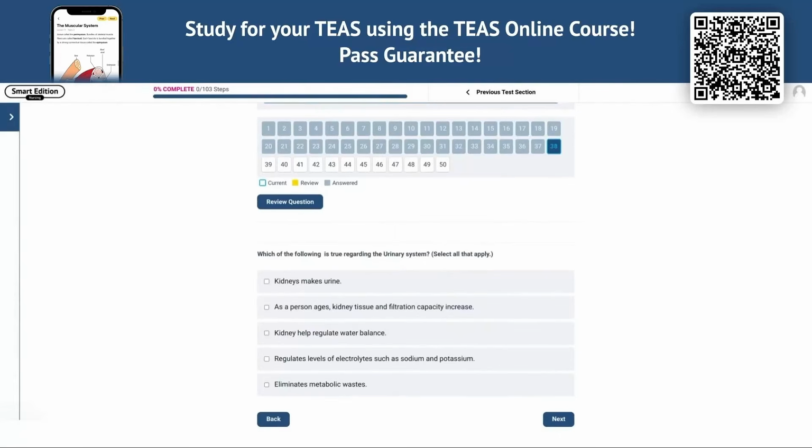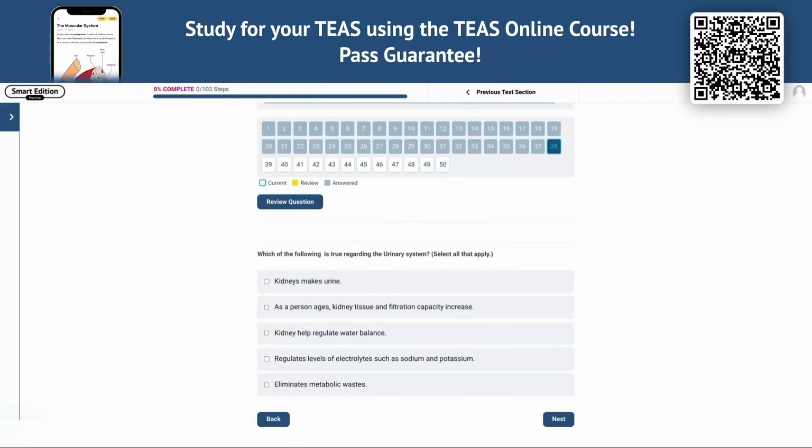Which of the following is true regarding the urinary system? Select all that apply. When you're taking your TEAS exam, version 7 does have a few different question types. For the most part, you're still going to see multiple choice questions like the ones we've been answering until now, but you will sometimes see select all that apply. You will also see question types that are fill in the blank, and you will also see ordered response.